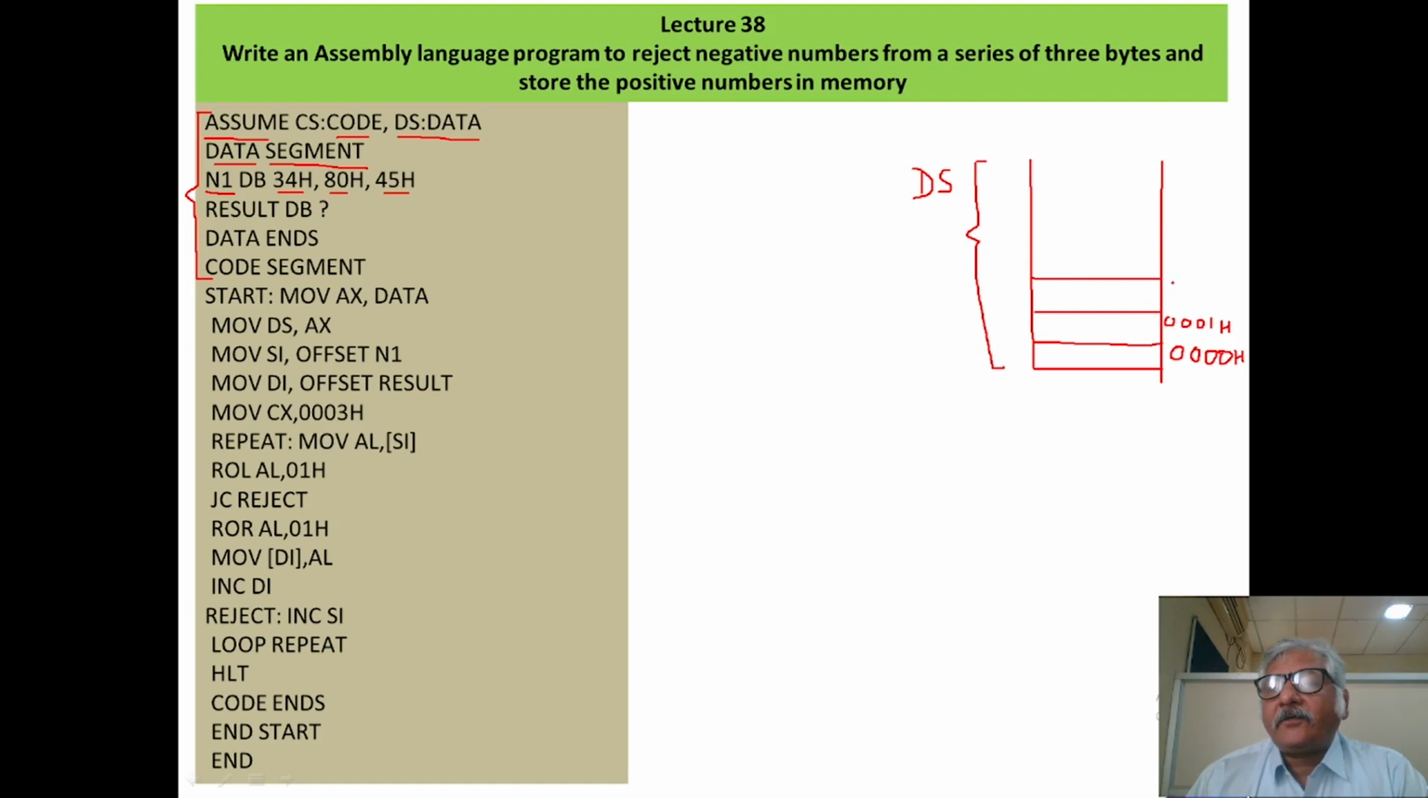And this is the memory location whose offset address is 0002H, right? So here the offset address of our first number 34H will be 0000H, the offset address of my second number, that is 80H, will be 0001H, and the third number will be 0002H. So by default, if we write in the data segment in this way, then the offset address will start from 0000H.